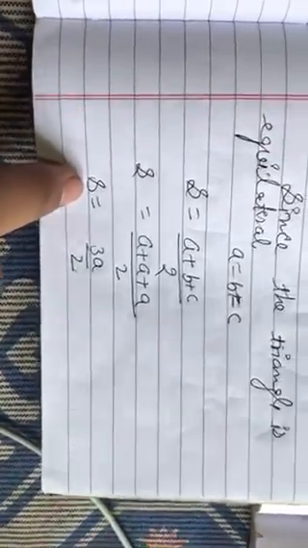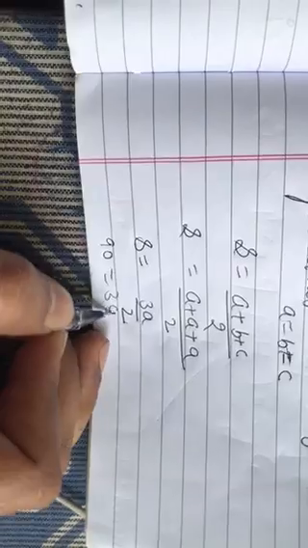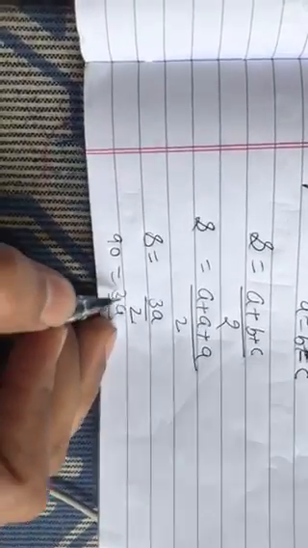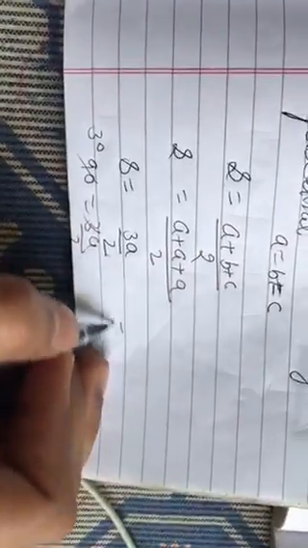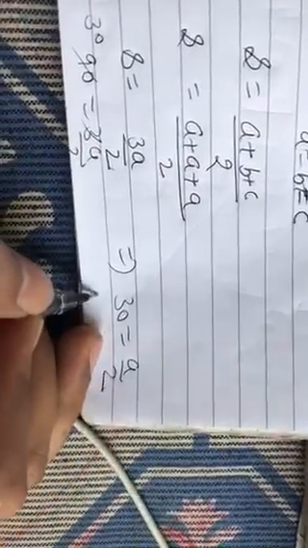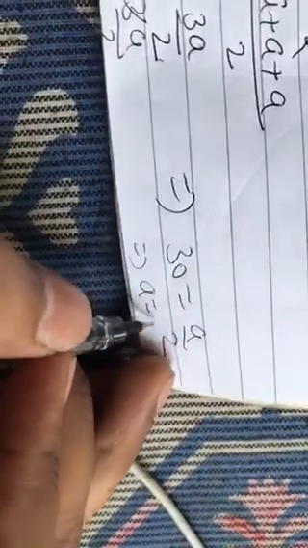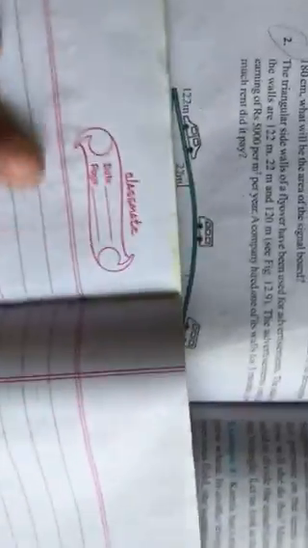And the value of S is what? The value of S is 90. Substituting the value of S, it is 90 equals 3A by 2, right? Cancel 90 by 3, you will get 30, and cross multiply, 30 equals A by 2. The value of A is what? The value of A is 60 centimeter. This means this triangle is having side 60 centimeter.